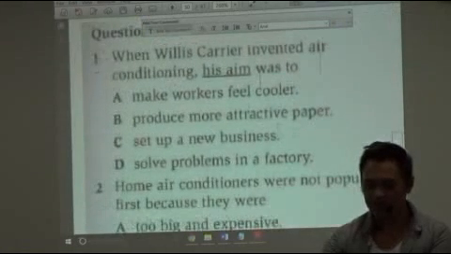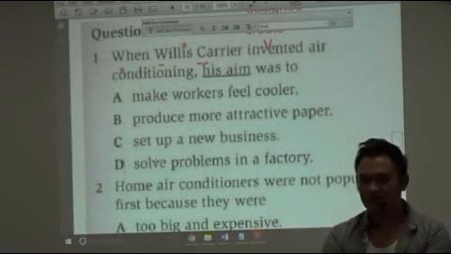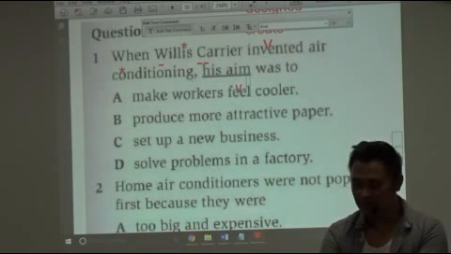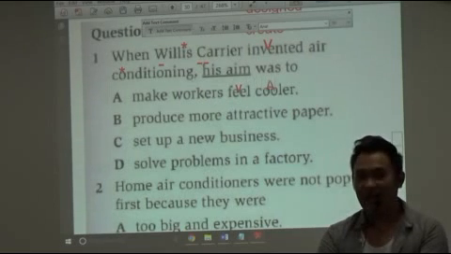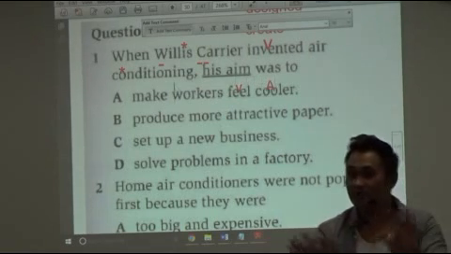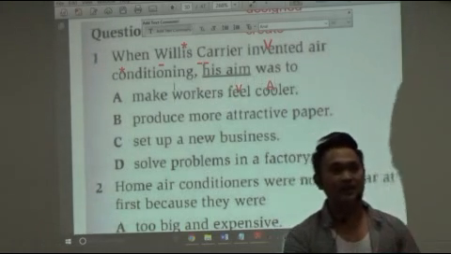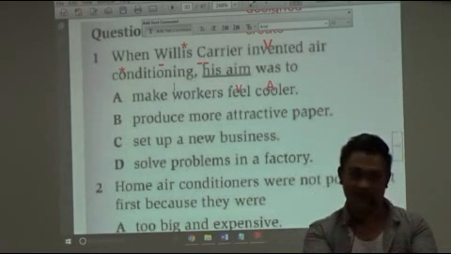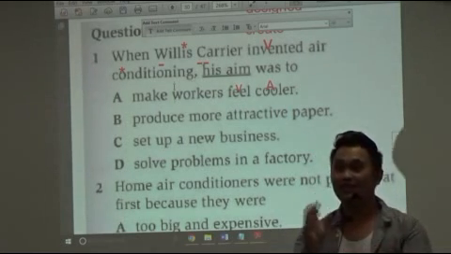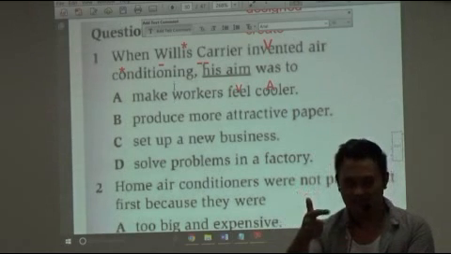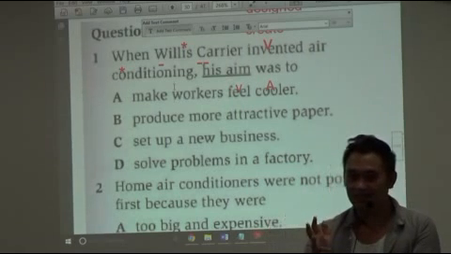Make workers feel cooler. What do you think is our keyword here? Feel, isn't it? Feel is a verb, and cooler is adjective, 형용사. John, what about the word workers? Don't mind the noun. I always tell the students, do not focus on nouns, 명사. The answer is in your key. Everybody say key. Verbs, adjectives, negatives, numbers.